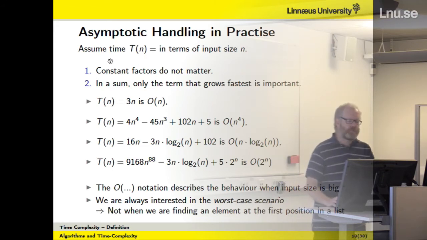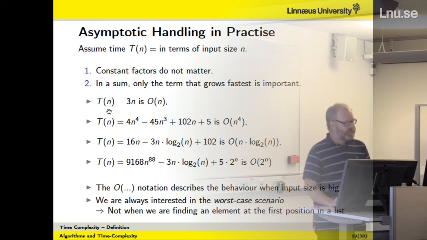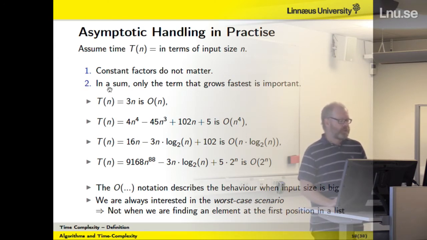Assume that we were able to write down the exact time. The time for handling a problem of size n was this large expression. When it comes to time complexity, we start by saying that constant factors do not matter at all. We skip the 3 here. We're saying that this is proportional to n, so we take this one.